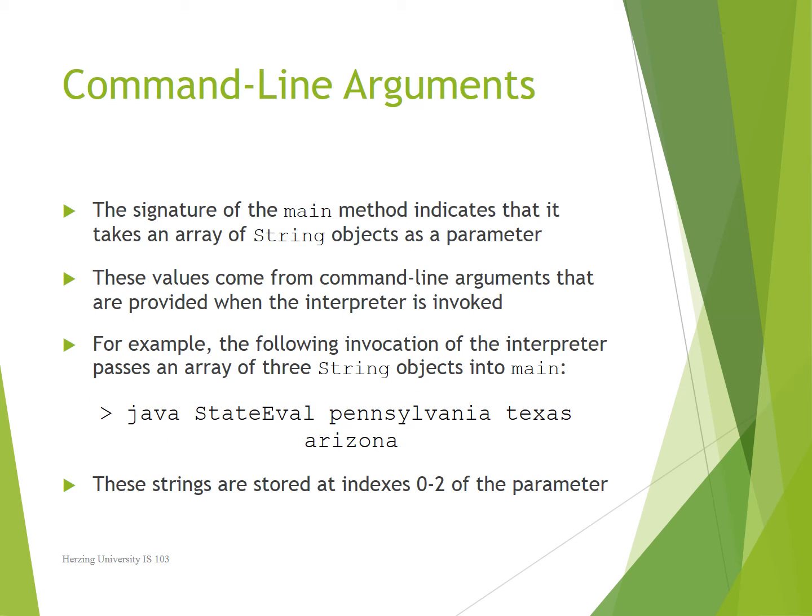Command line arguments. The signature of the main method indicates that it takes an array of string objects as a parameter. These values come from command line arguments that are provided when the interpreter is invoked. For example, the following invocation of the interpreter passes an array of 3 string objects into main. These strings are stored at indexes 0 through 2 of the parameter.